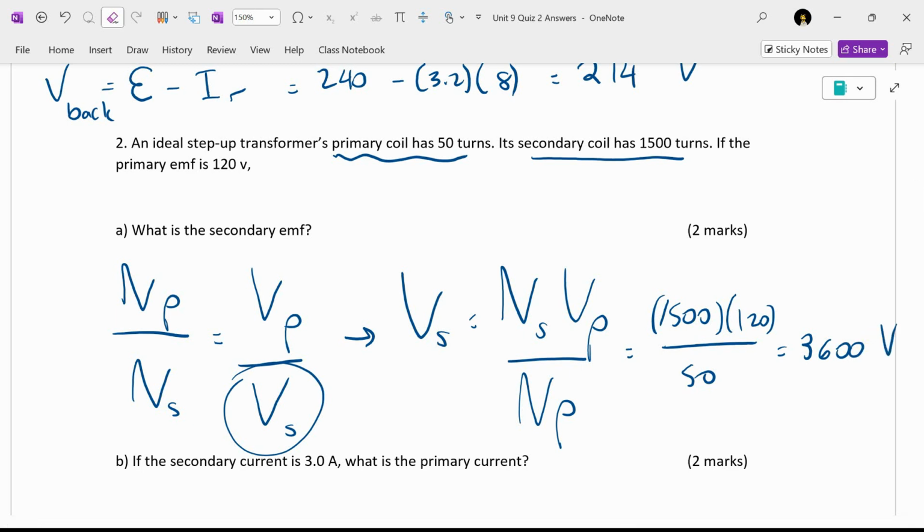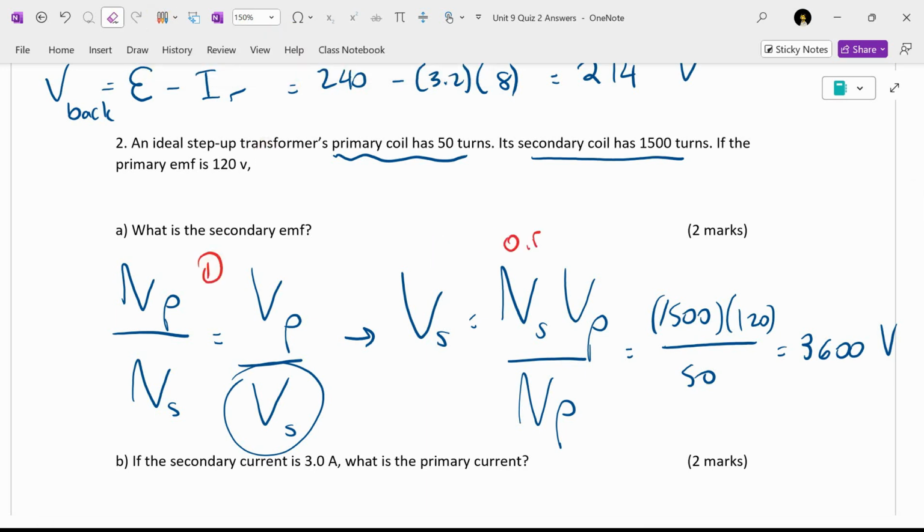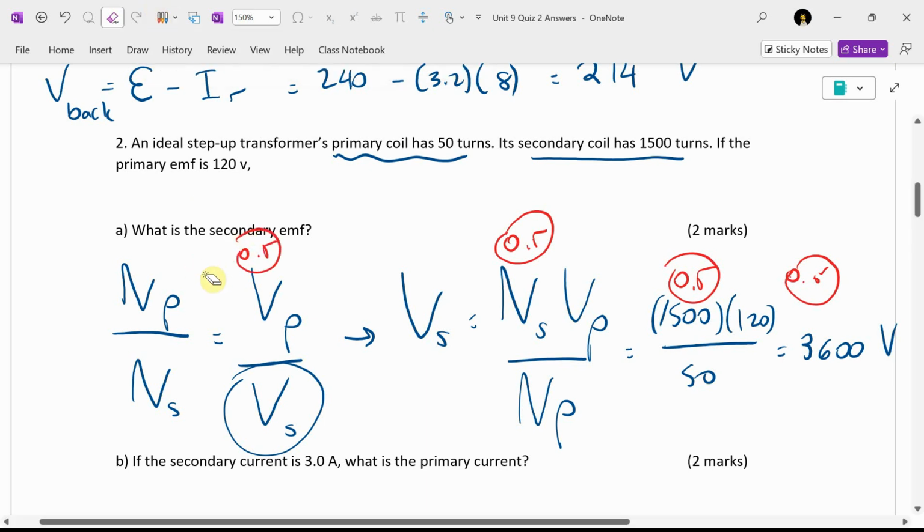If you got that right, 2 out of 2. Otherwise, I would probably go 1 mark for that, half mark for getting the V by itself, and a half mark for the answer. Actually, I'd probably go half mark for the numbers, and I'd probably just go a half mark for writing this down, since it's kind of 4 steps.